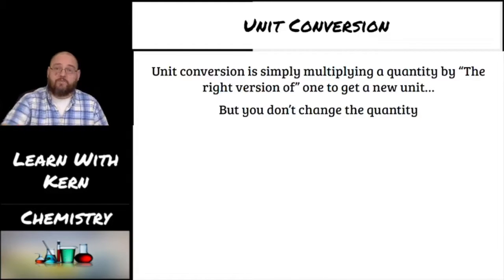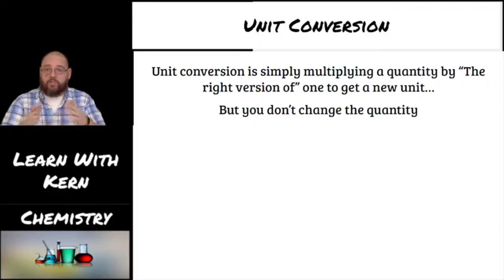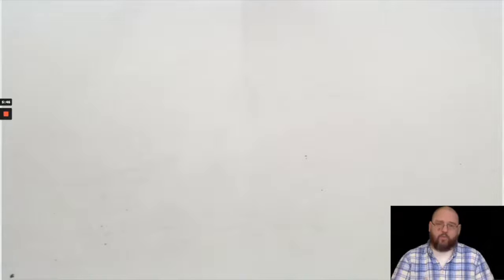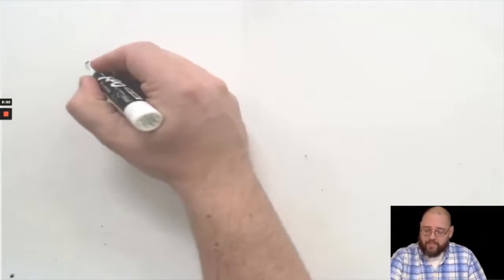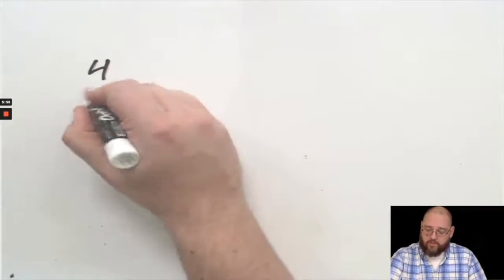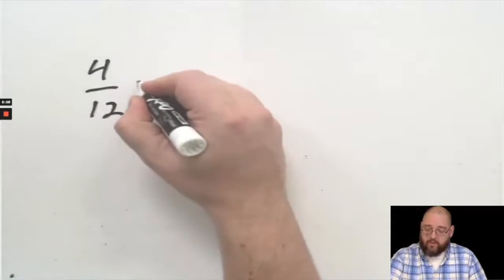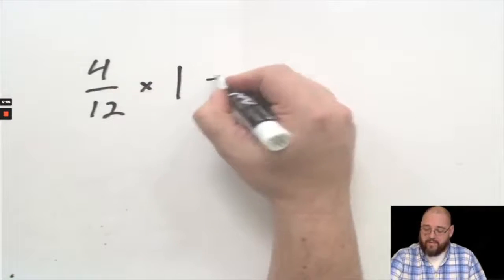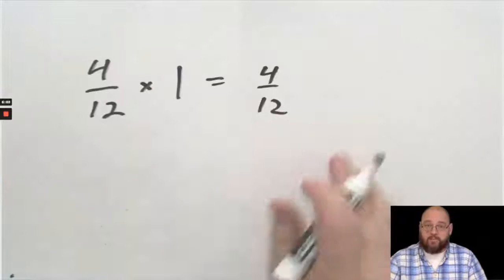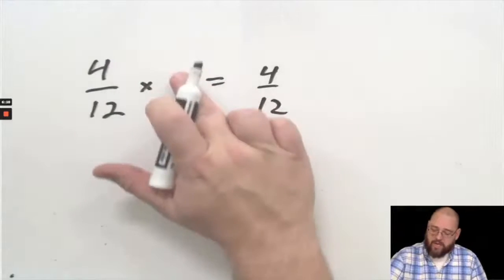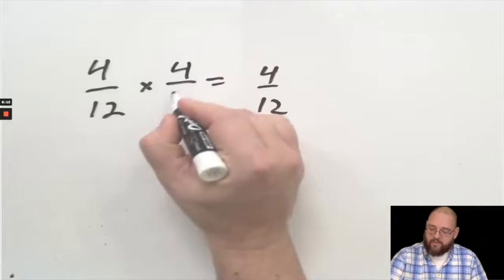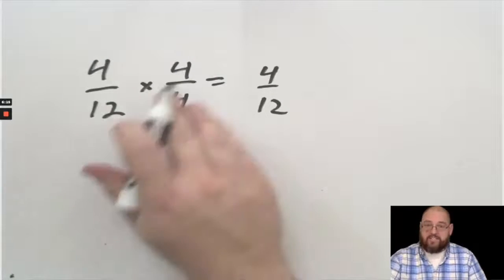We're going to convert or change from one unit to another, but we're going to keep the quantity that we have the same. And we're going to do that by multiplying by the right version of 1. So what do I mean by that? Well, let's look at fractions again for a minute. If I have the fraction 4 over 12, and I want to multiply that by 1, that equals 4 over 12. Multiplying by 1 does not change what it is. We all should know that. So instead of multiplying by 1, I'm going to put here 4 divided by 4. It's still the same thing.